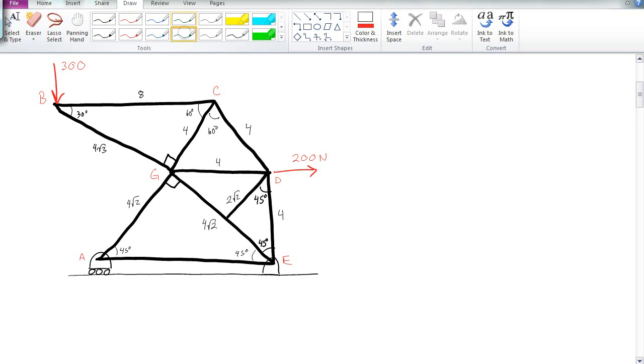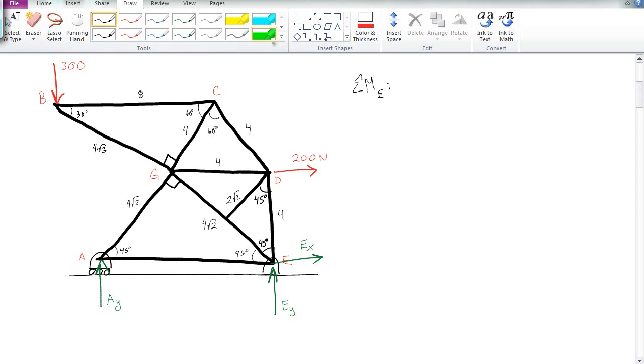Oh, we can go ahead and label in our reaction forces. This is a roller joint, so that's A in the Y direction. This is a pin joint, so we can throw this E in the Y direction and E in the X direction. Yay! Now the sum of the moments about E.